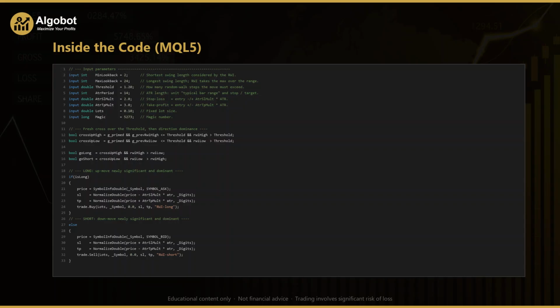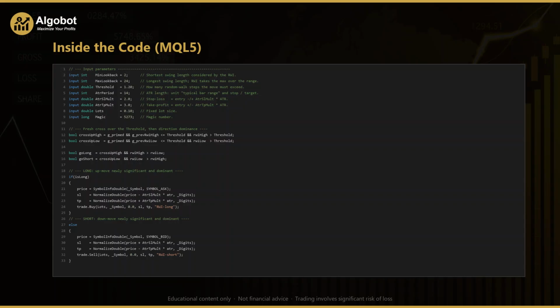Now look at the signal block. The two Boolean variables, cross up high and cross up low, each check the same thing for their side. Was the reading at or below the threshold on the previous bar, and is it above the threshold now? That's the fresh cross condition. Below that, go long is true only when RWI high makes that fresh cross and also stands above RWI low. Its mirror, go short, is true when RWI low makes the fresh cross and stands above RWI high.